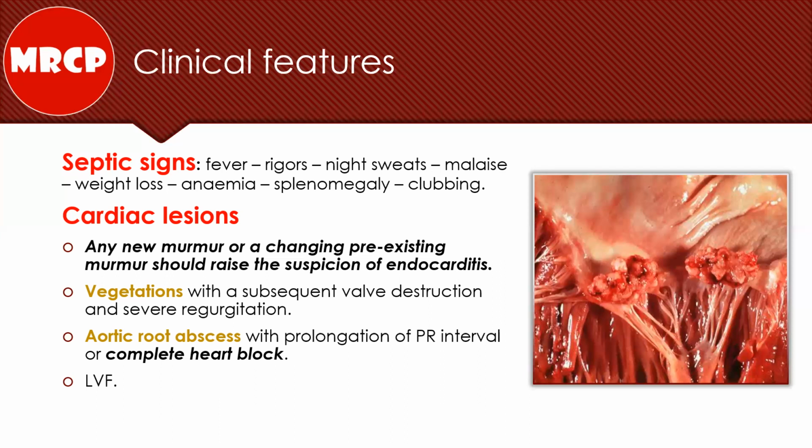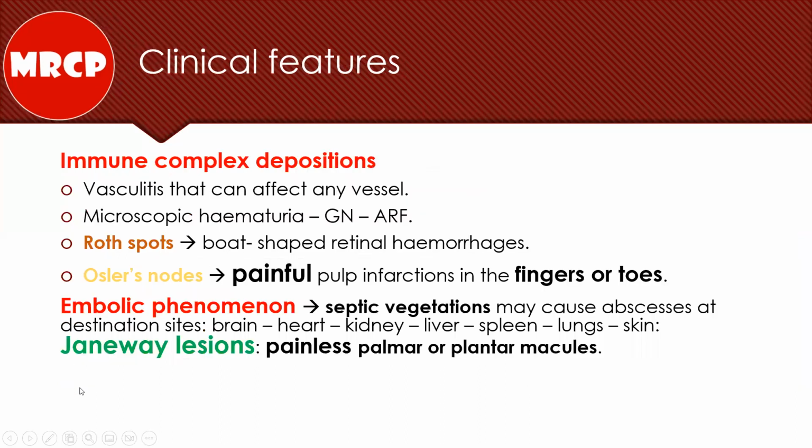So if you have a patient presenting with fever, a new onset murmur, or a change in the character of a pre-existing murmur who has a prolongation of the PR interval or a complete heart block, you have to suspect aortic root abscess. What is the importance of this? I will tell you in the treatment, okay? And lastly, a patient can present with left ventricular failure. These are the cardiac lesions or the cardiac manifestations of infective endocarditis.